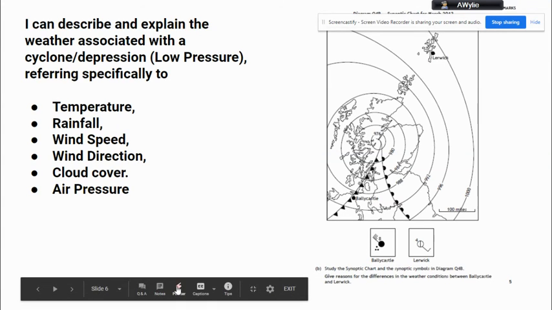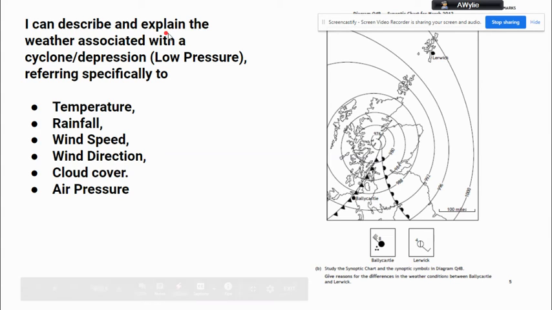Okay, in this tutorial, we're going to look at answering questions that ask you to describe and explain the weather associated with a cyclone or a depression, which is an area of low pressure. And the first thing that you're going to want to do in preparation for your revision notes is write these 6 features down, because these are very important. And as you construct your answer, you're going to want to be referring to all of them.